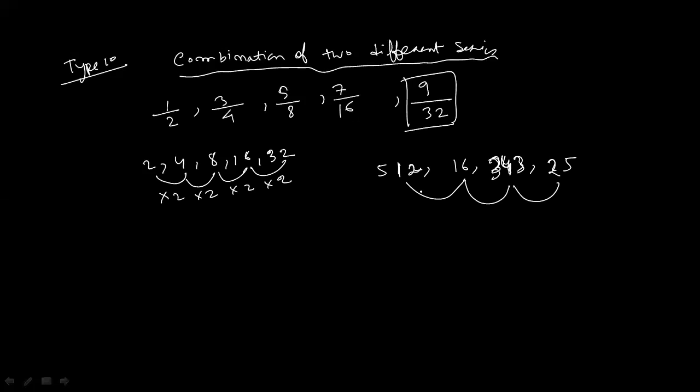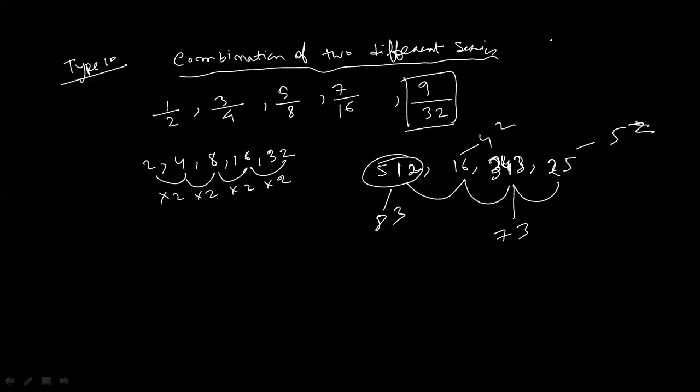So in this type of question, there will be no consecutive numbers. It will be addition, subtraction, multiplication or division of alternate numbers, because here it increases and again decreases. Now if you look at the numbers 512, 16, 343, 25, 16 and 25 are the squares of some numbers. Suppose 16 is 4 square, 25 is 5 square. Now 512 is 8 cube, and 343 is 7 cube.